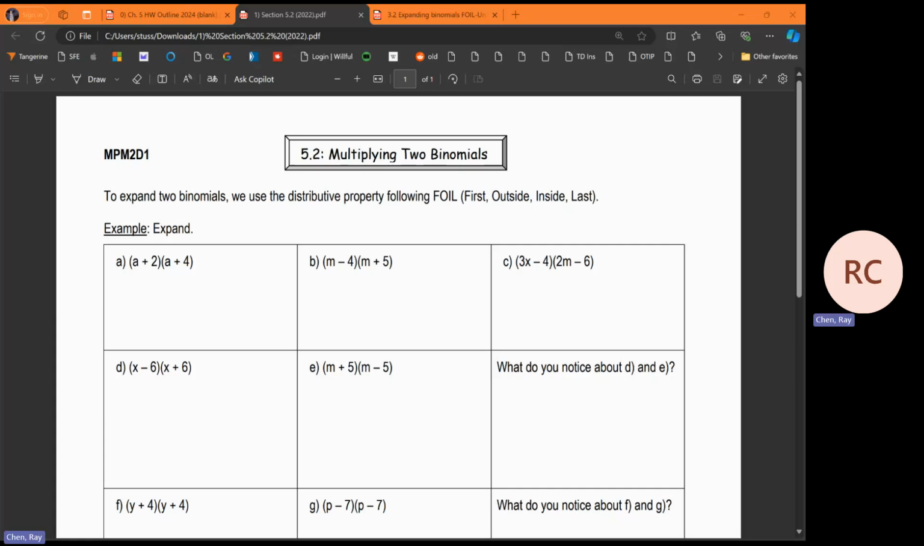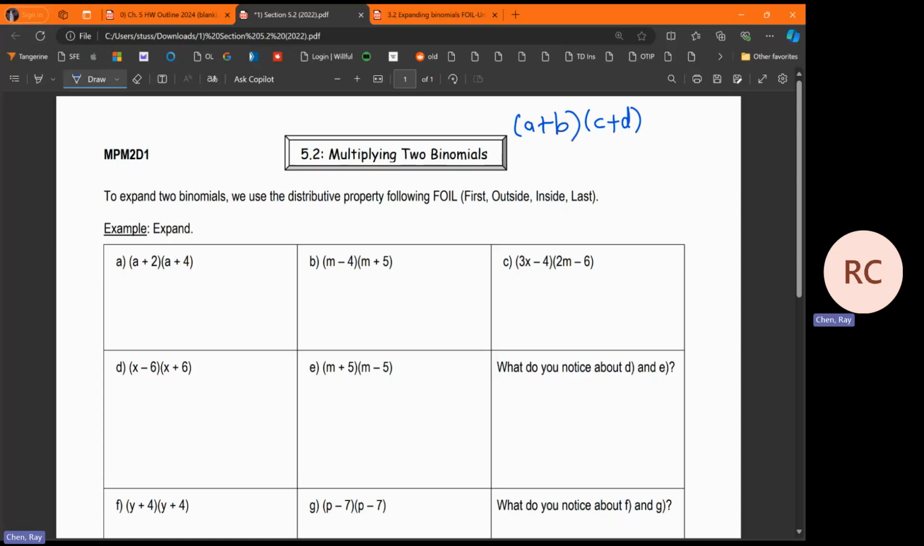Notice what we're going to be doing is multiplying two binomials. A binomial is two terms, and a term is separated by plus signs or minus signs. The general form looks like this, and I'm going to write it up top of the sheet. You've never done this before, but it is analogous to the distributive property.